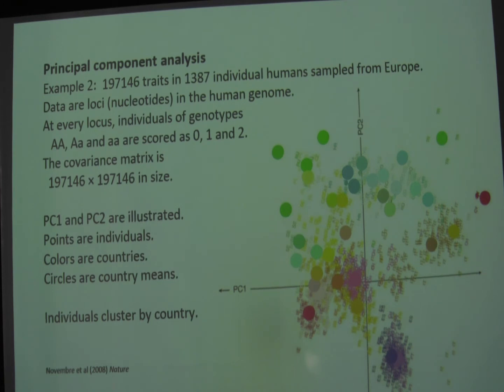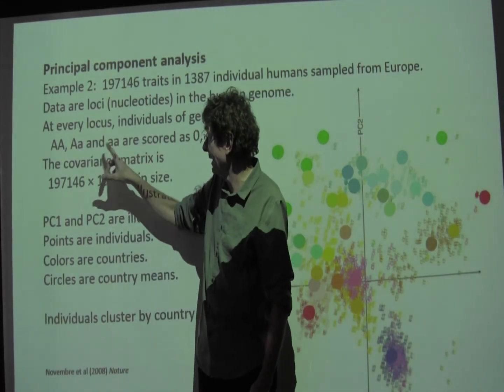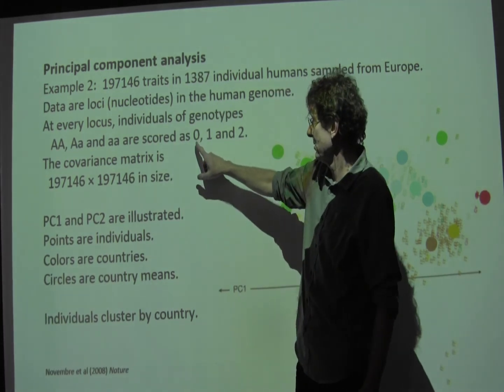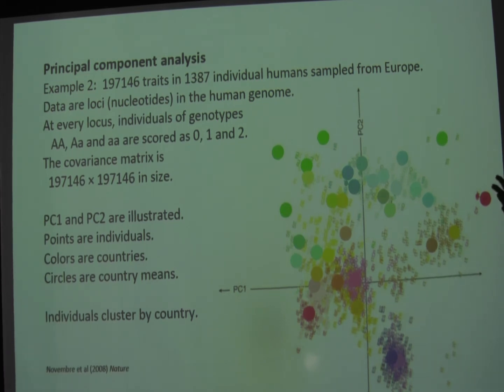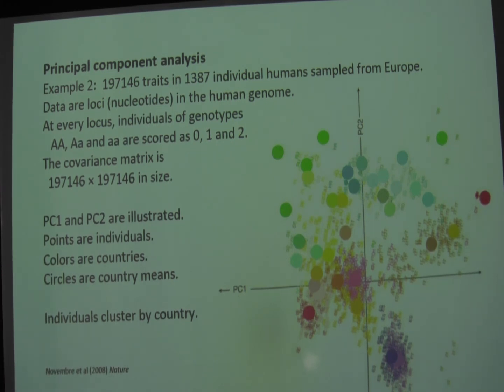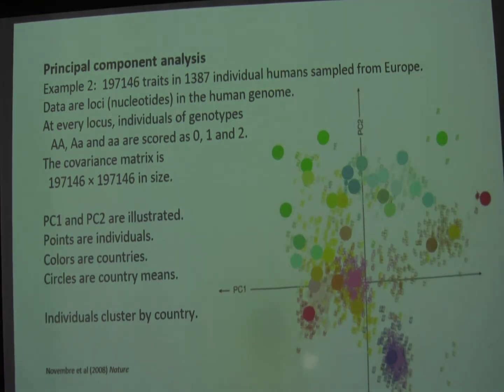So the data are loci, they're single nucleotide polymorphisms. And at every locus there are 3 genotypes: big A, little a, and then the heterozygote. And you can score those as 0, 1, or 2. Basically, what the measurement is at each nucleotide is the number of little a alleles. So those are the traits, and there are many, many, many of them. And so to factor the covariance matrix, which is 200,000 rows and 200,000 columns, there are computational methods for doing this relatively efficiently in R.